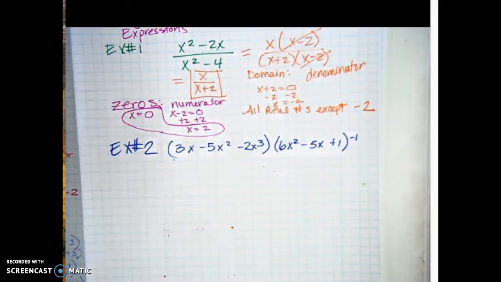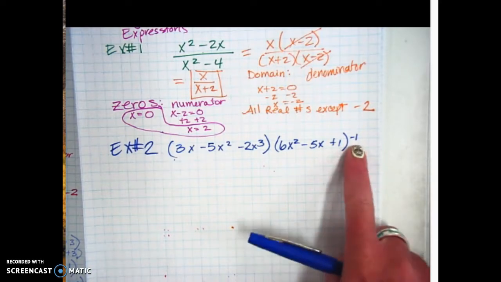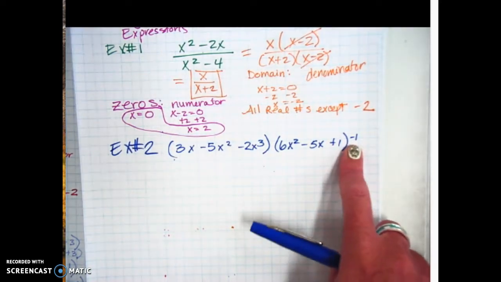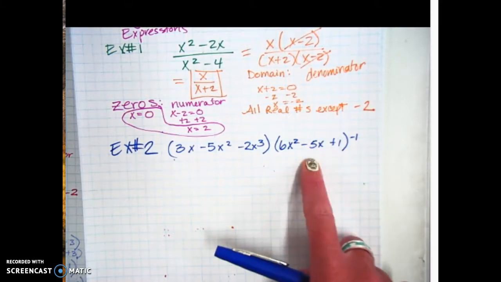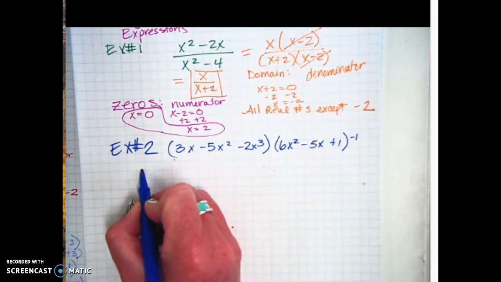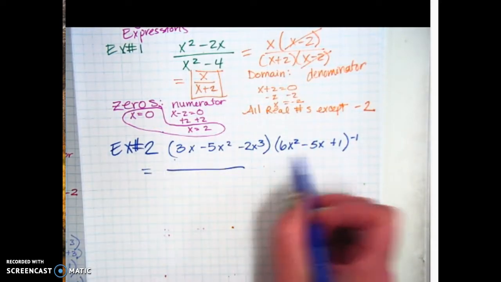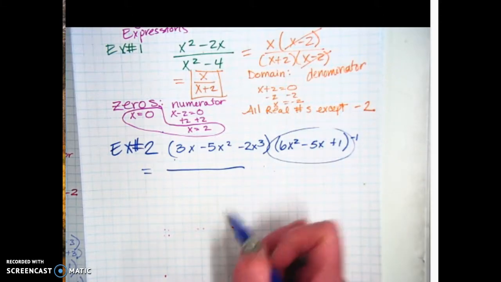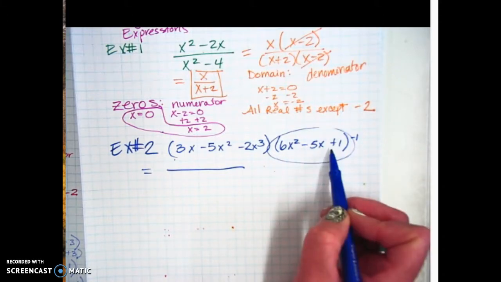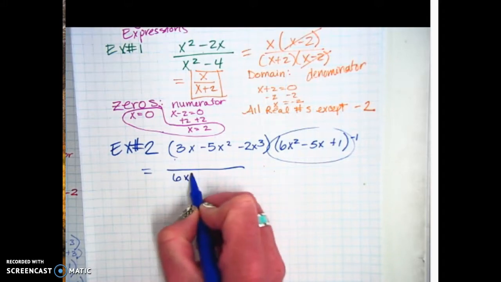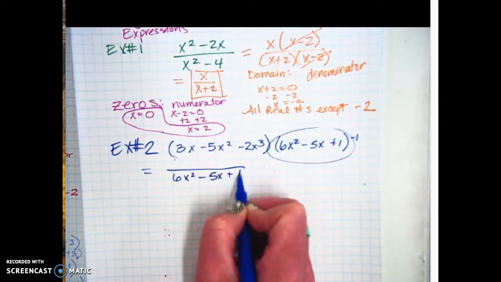All right, we've got the quantity 3x minus 5x squared minus 2x to the third times the quantity 6x squared minus 5x plus 1 to the negative first, okay? So this is just fancy writing. What does this exponent of negative 1 do to this? Moves it to the denominator, right? So it's basically moving this part of the expression down to the denominator. And this part's already in what we call standard form. So I'm just going to write 6x squared minus 5x plus 1.